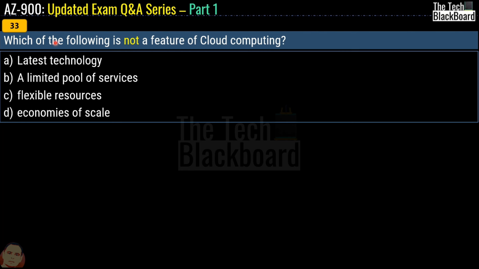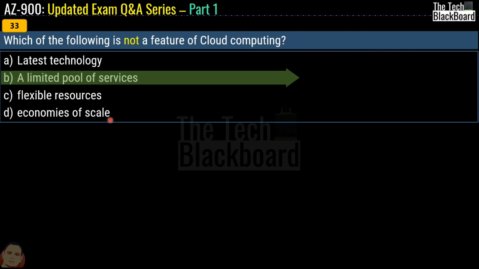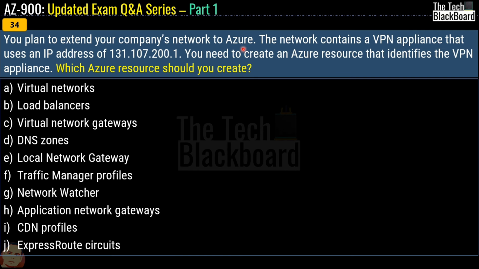The question says which of the following is not a feature of cloud computing? The options are latest technology, a limited pool of services, flexible resources, or economies of scale. The correct answer for this one is limited pool of services. Please keep in mind and read the questions very carefully. Sometimes Microsoft asks for what is not a feature of cloud computing. Now let's move to question number 34.